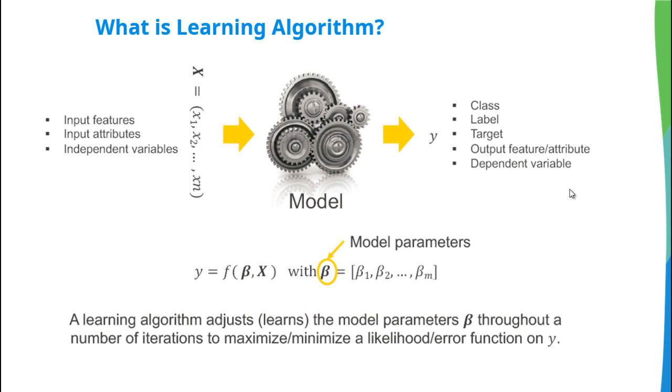So this is the algorithm. The concept is actually to adjust, to learn the model parameters, which is better through a number of iterations, to maximize or minimize the likelihood or error function on the output y. So this is the concept of machine learning.